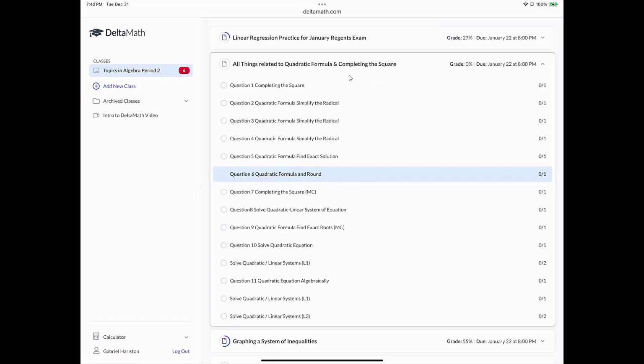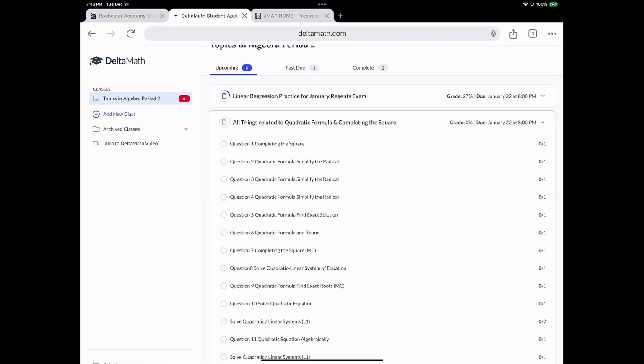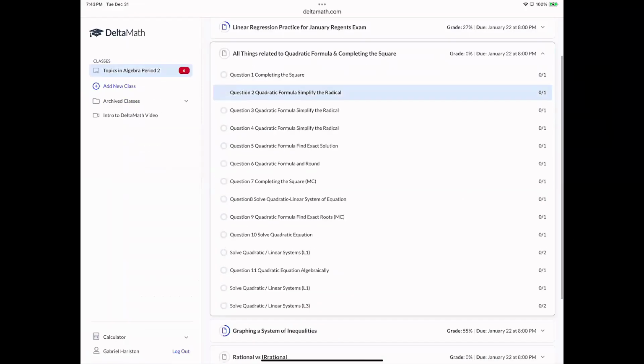I've spent a couple of days over the winter break going through and looking at quadratics, because that is one of the things that we need a lot of practice on. So I took a lot of the old Regents questions and put them on Delta Math so that you could do them and get immediate feedback on how well you did.